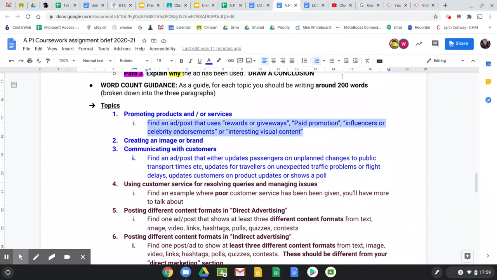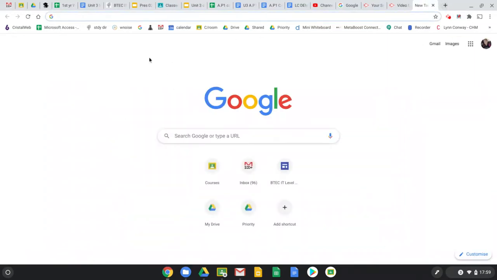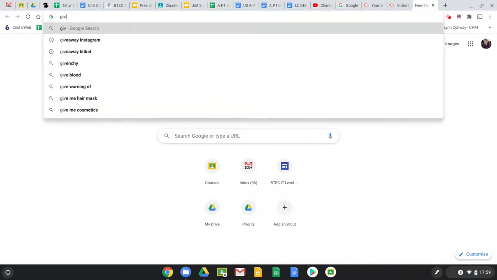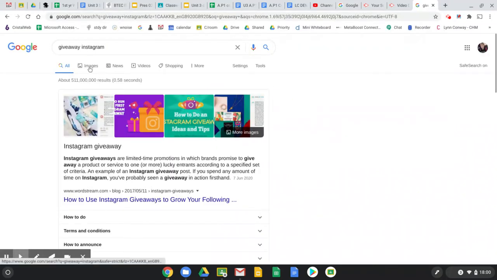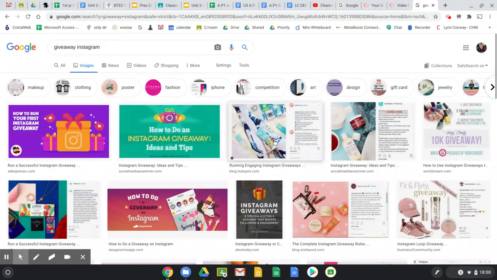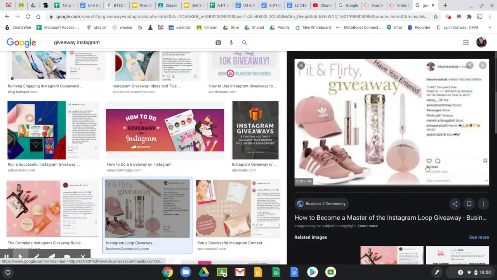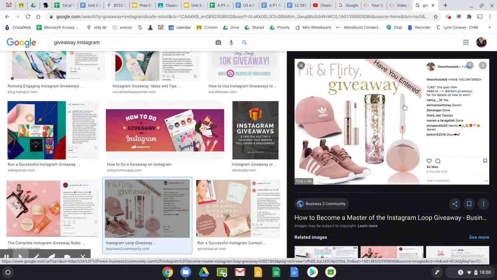Now, the best way to find an ad for your use in the coursework is quite simply by doing an image search. So I'm just going to do a simple search for, I'll just do a giveaway. And I'm going to think about Instagram, maybe. And let's do an image search to see what we can find. So straight away, we can find there's lots of social media ads on here. So let's have a look at this one. So here's one with some products which they're going to give away.